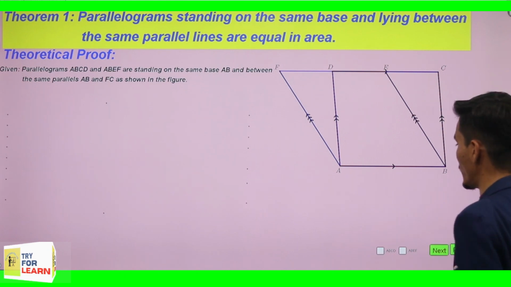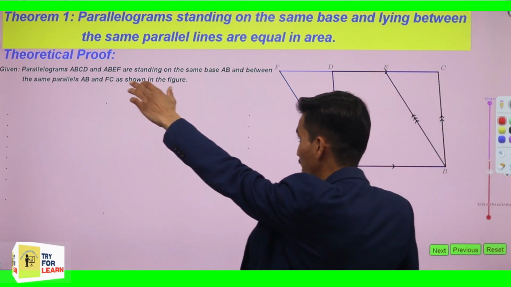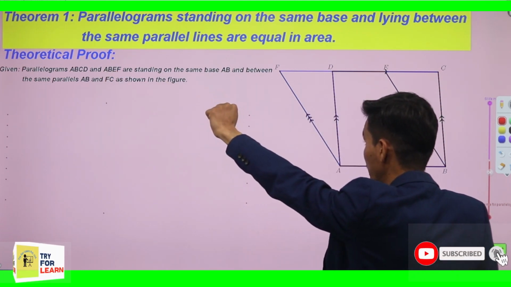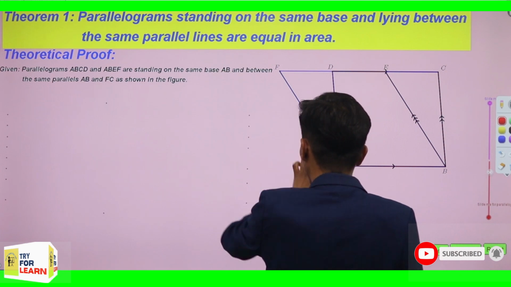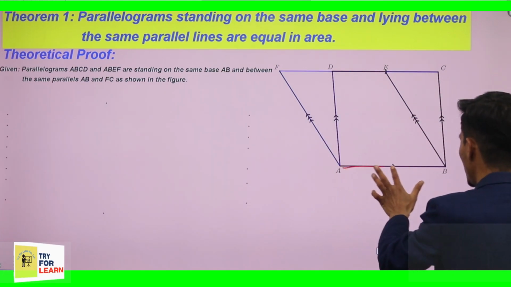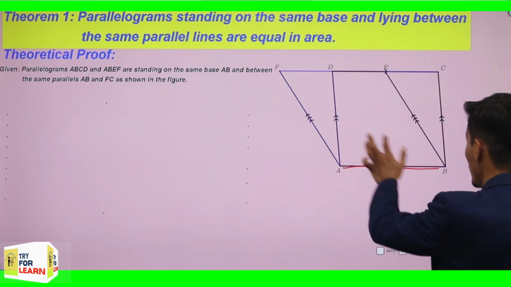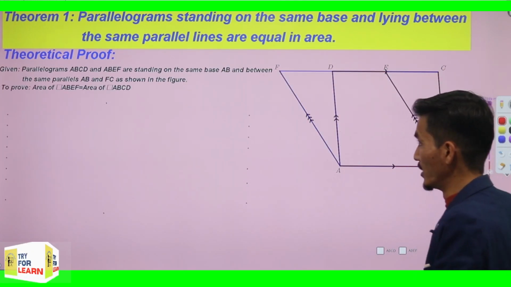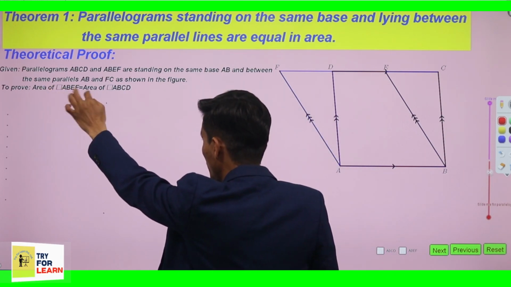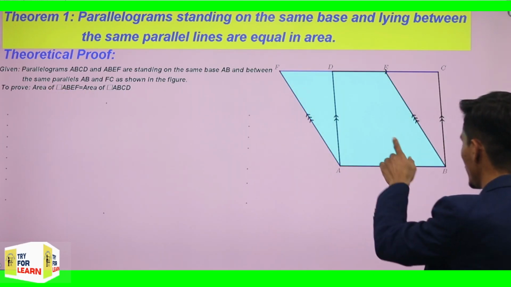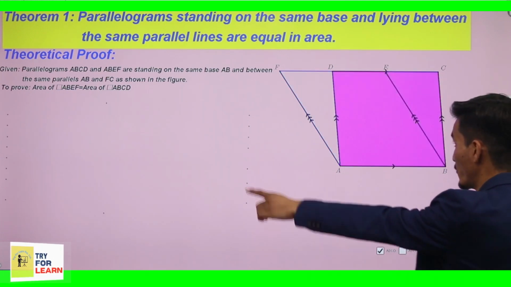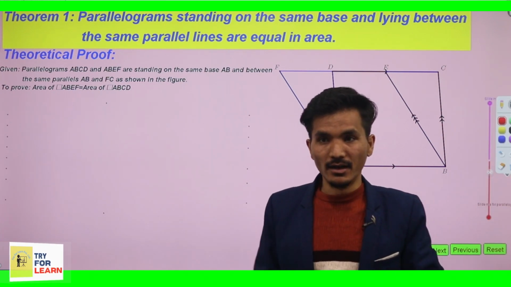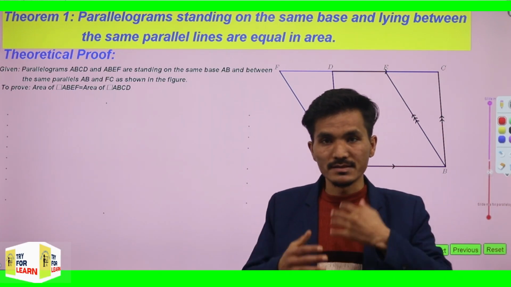First of all, write down what is given here. Parallelograms ABCD and ABEF are standing on the same base AB, and between the same parallel lines AB and FC. And to prove: area of parallelogram ABEF is equal to area of parallelogram ABCD. This is our target. For this, we are going to write its proof.